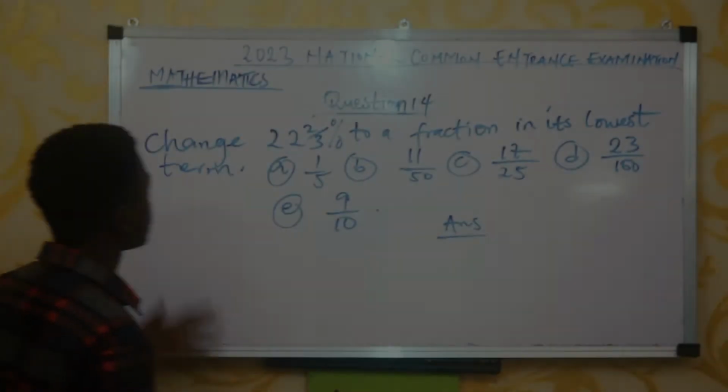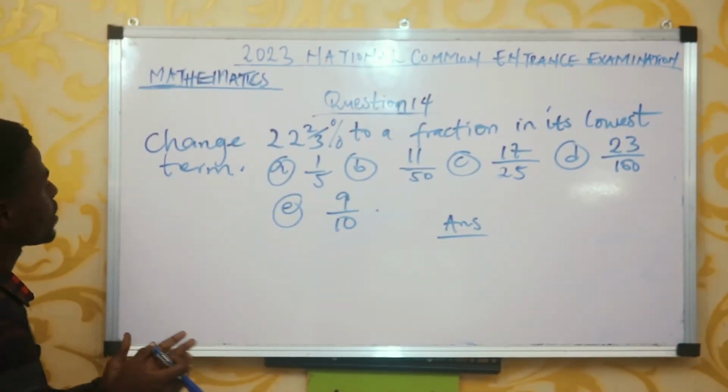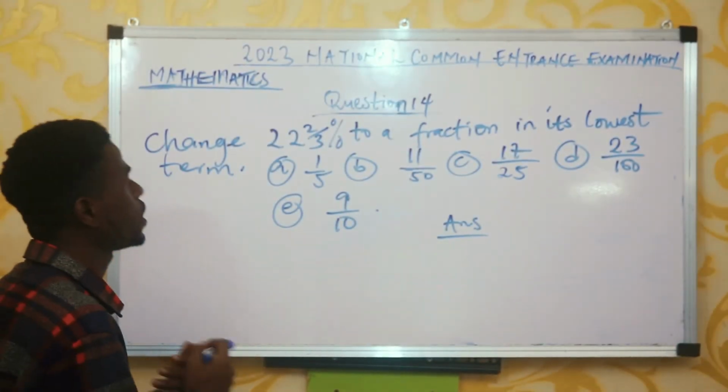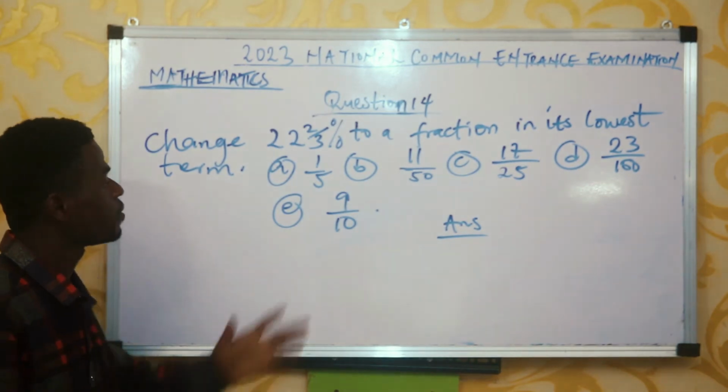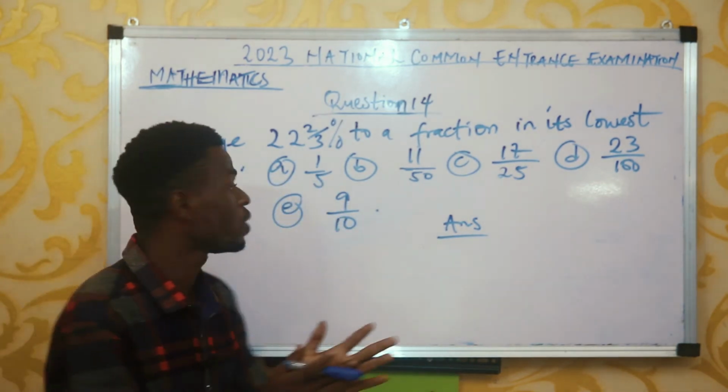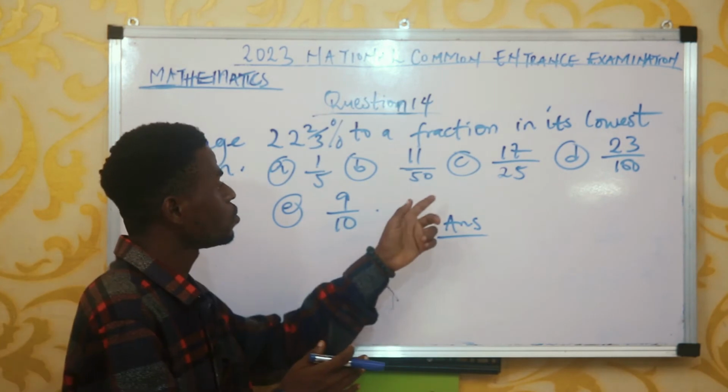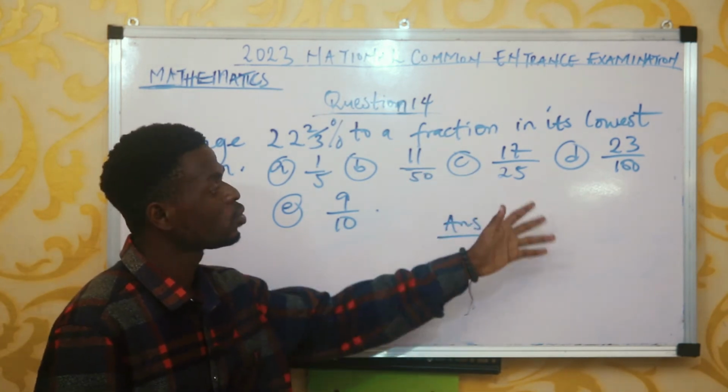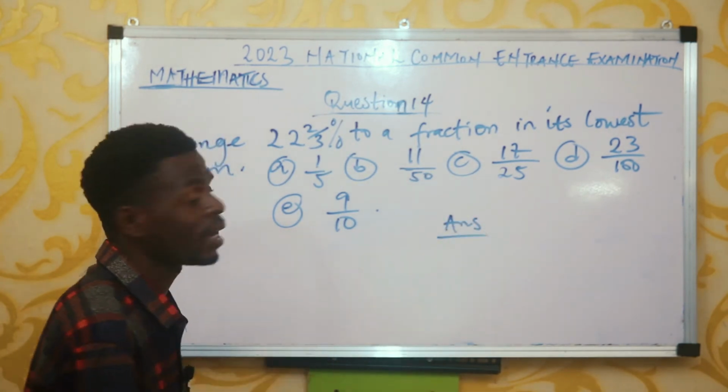Question 14 says change 22 2/3% to a fraction in its lowest terms. Option A says 1/5. B says 11/50. C says 17/25. D says 23/100. And E says 9/10.